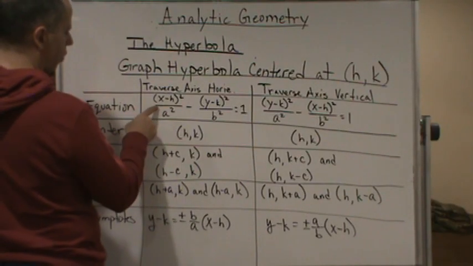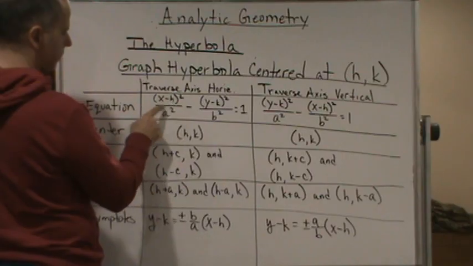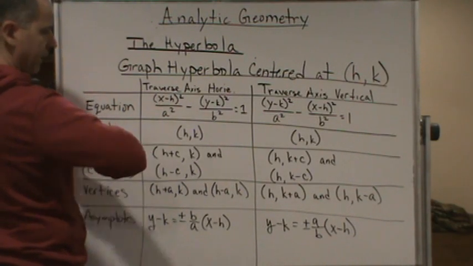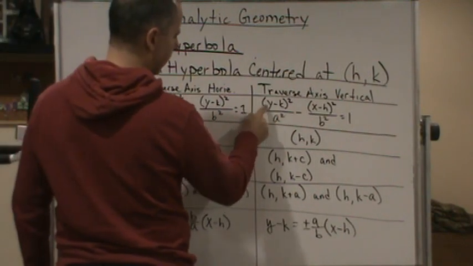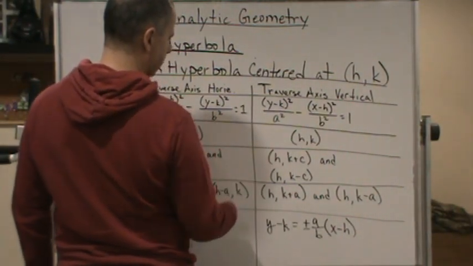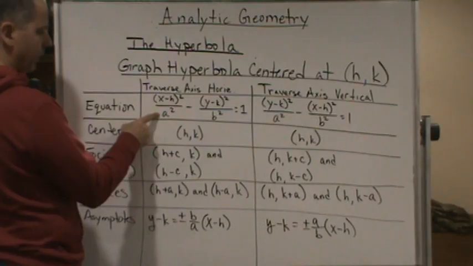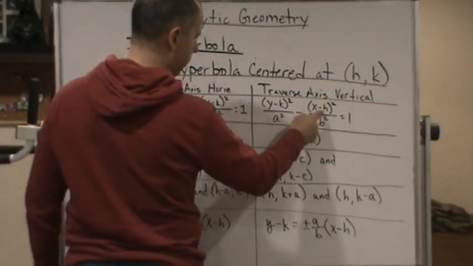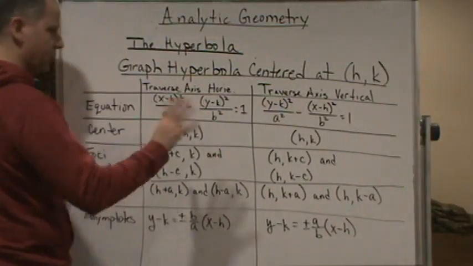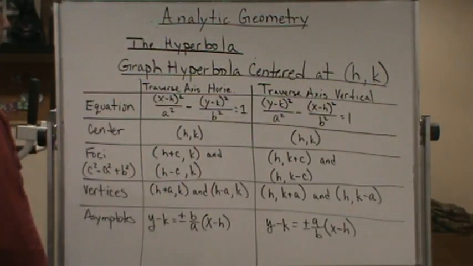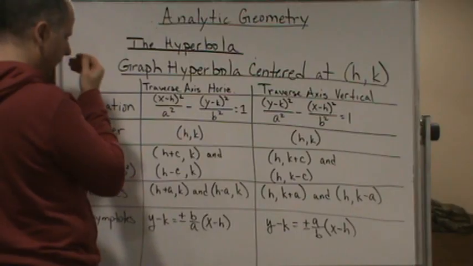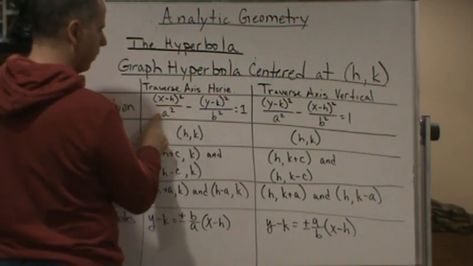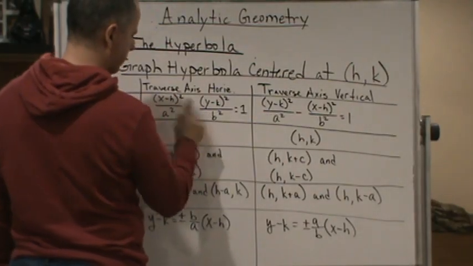Okay, so in this case it's horizontal because it's x. So think about the x-axis. Here it's y, so think about the y-axis. And this is going to be your a squared. The a squared doesn't change. Notice how the numerators change. Again, this is a review. This is always going to be your a squared, and this is always going to be your b squared.